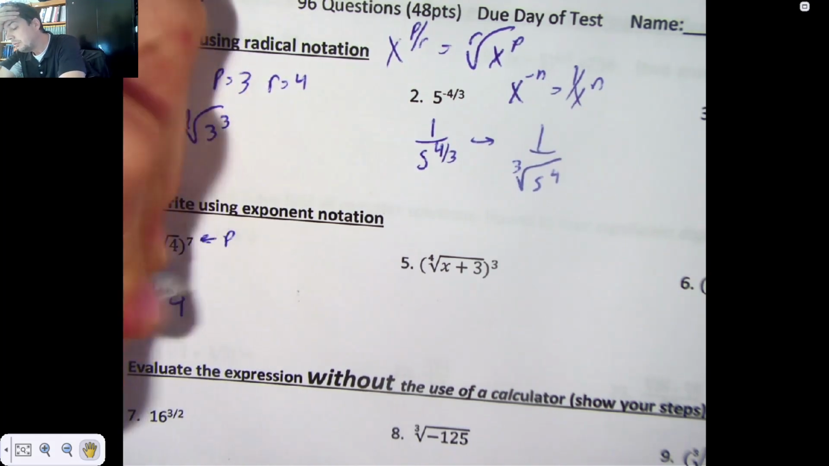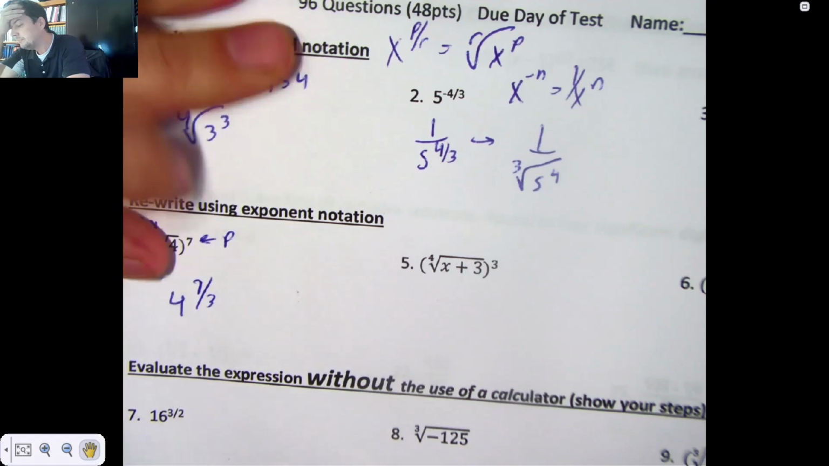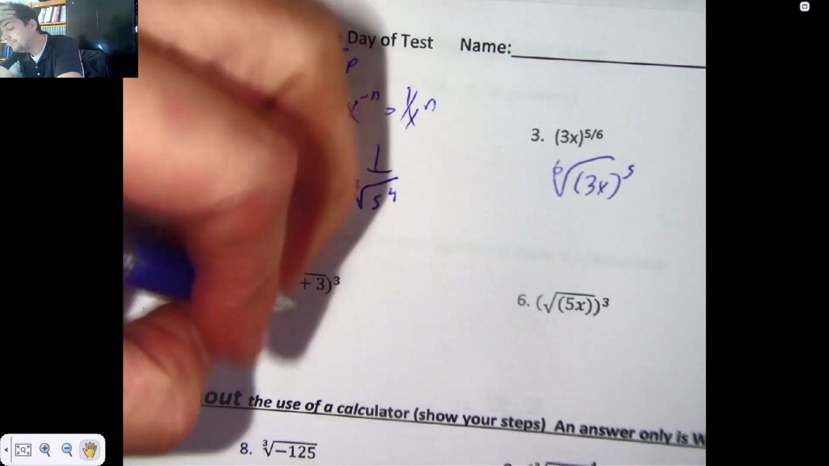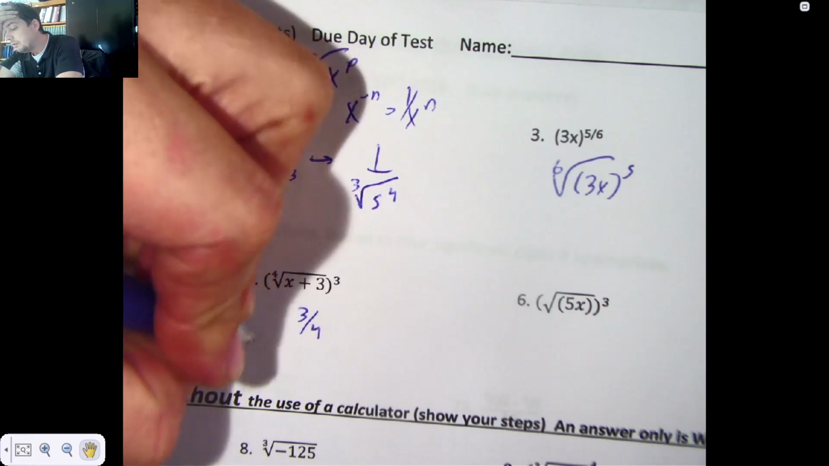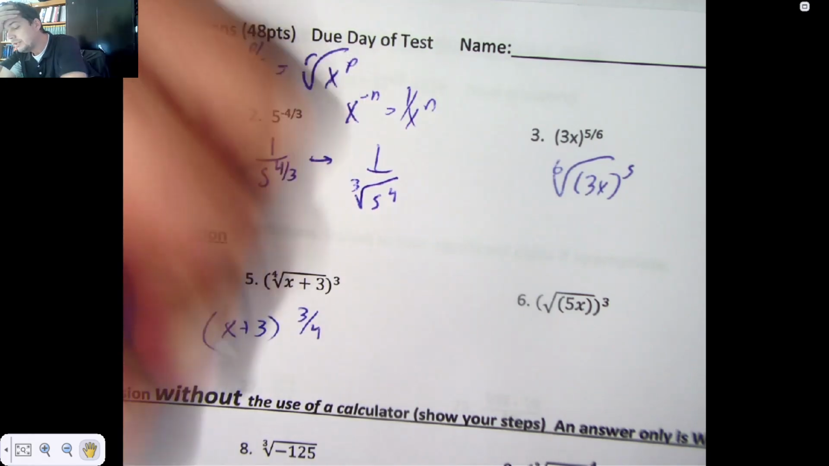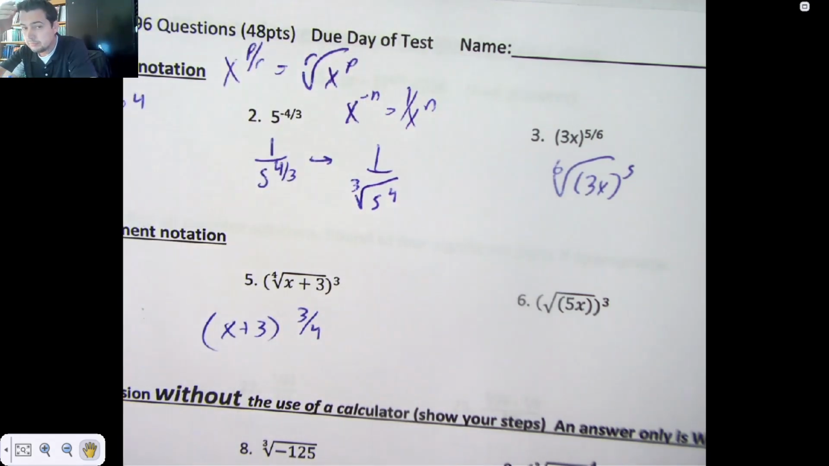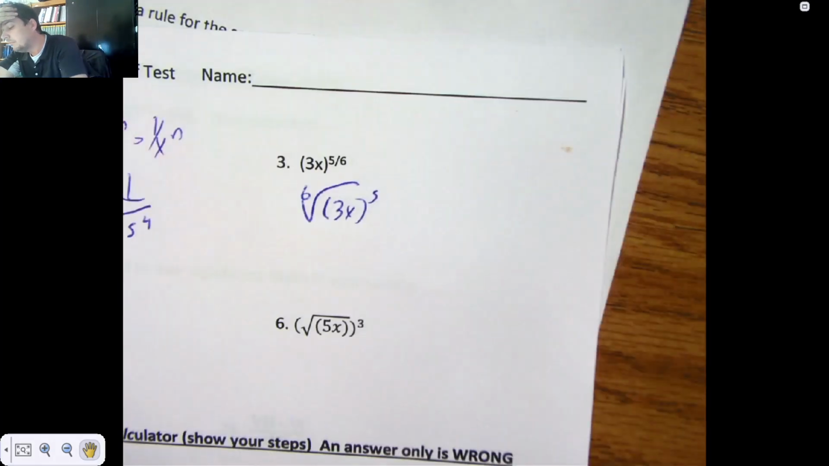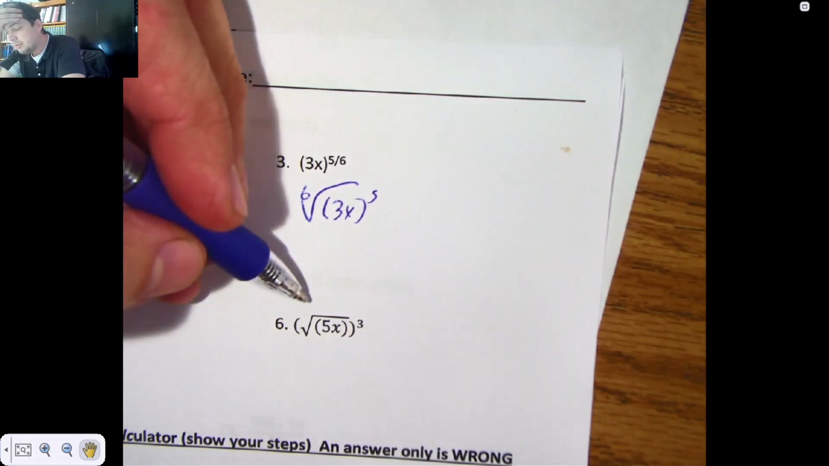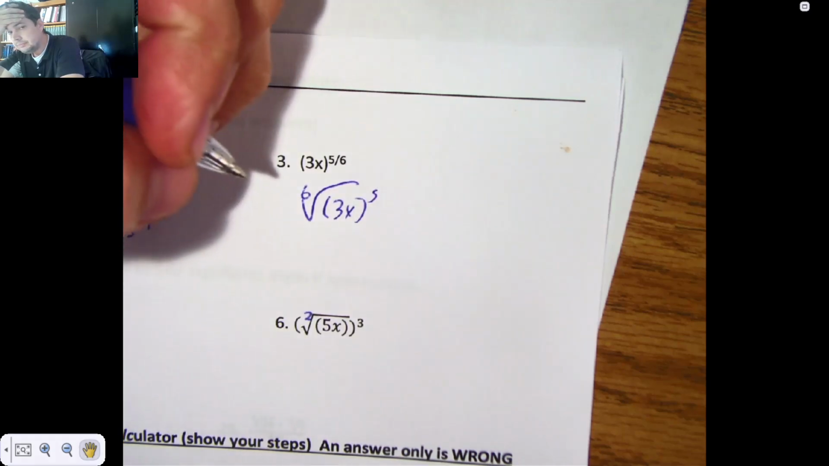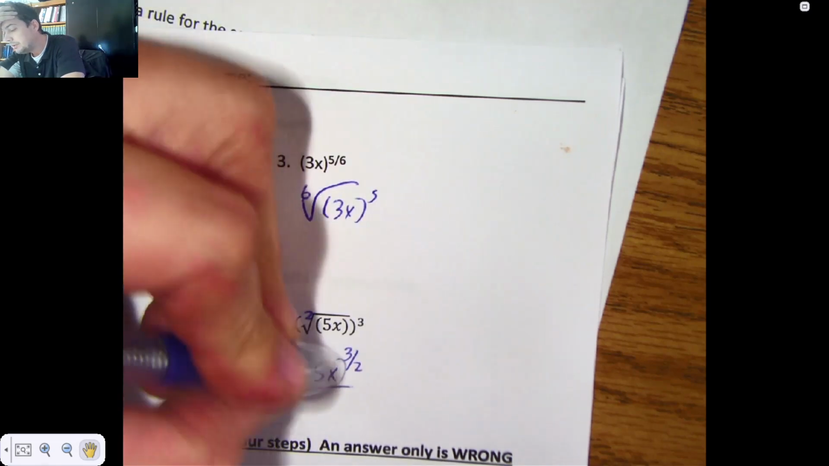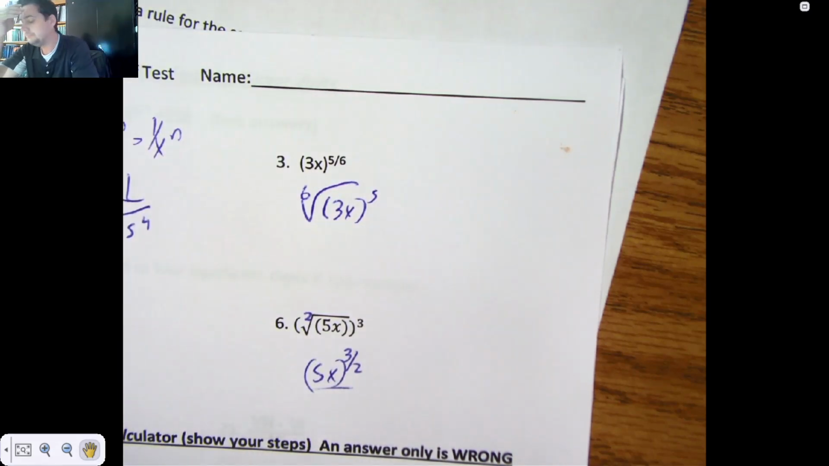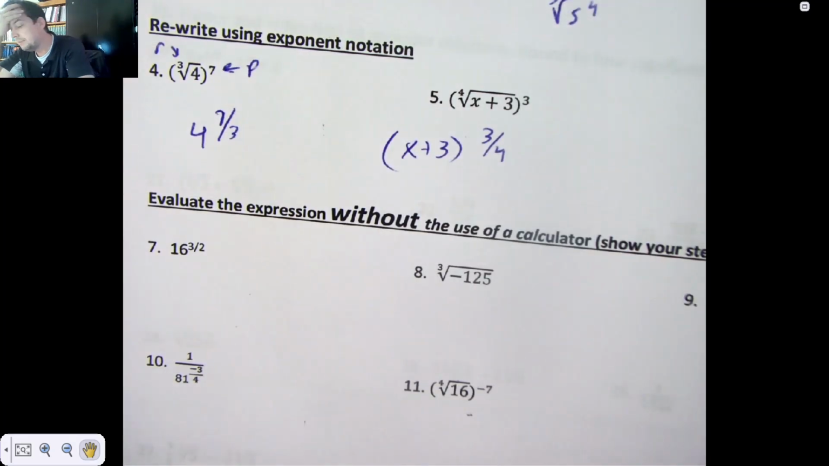So we're talking about 4 to the 7/3 power. Same thing over here. Power is 3, root is 4, x plus 3. Don't forget to wrap or it's going to be wrong. And then we got the 5x. The square root has the understood 2. A lot of people forget that. But anyways, it's 5x to the 3/2. Oh, parentheses. Parentheses matter.